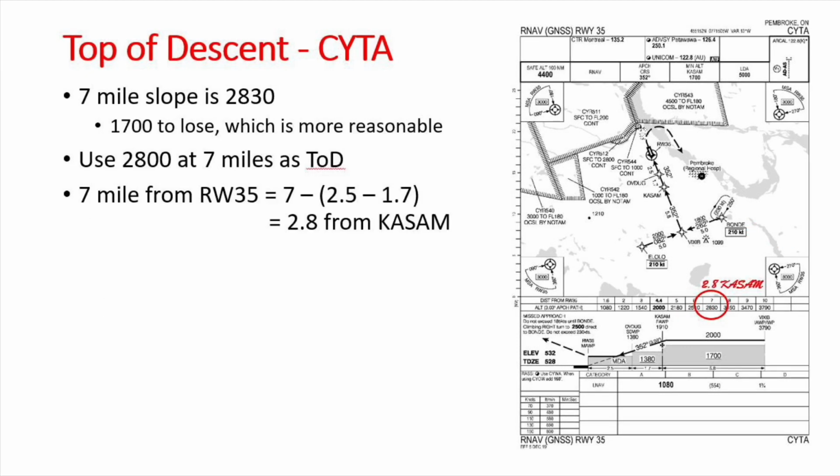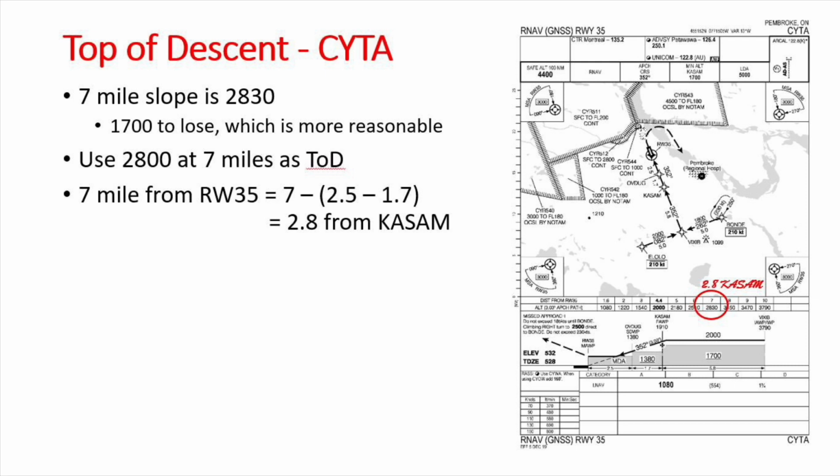What if we move the top of descent a bit higher to the 7-mile number of 2,830 feet? Then we'd only have to lose 1,700 feet. At 400 feet per mile, that occupies 4.2 miles. At the steeper 500 feet per mile, we'd be level in 3.7. So I'll pick a top of descent of 7 miles and 2,800 feet with an initial descent of 500 feet per mile.